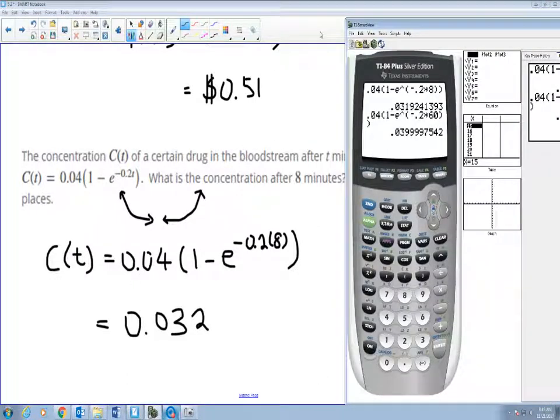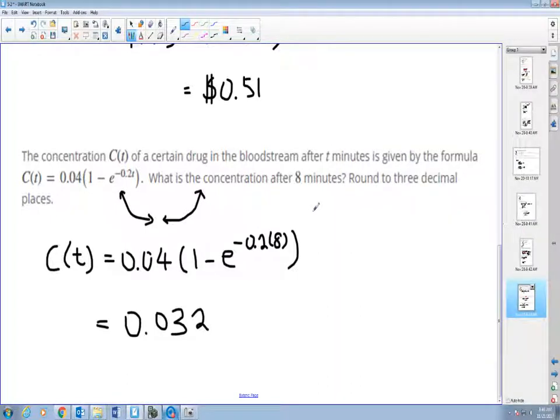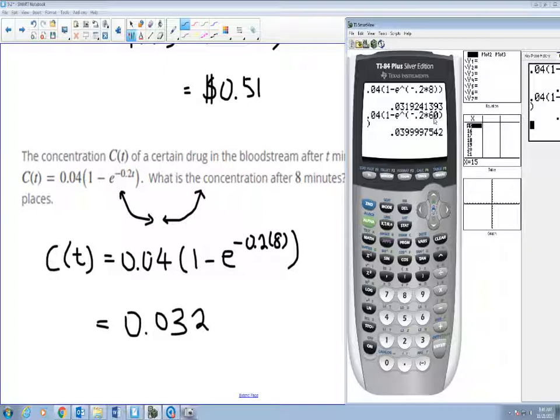So what this problem is trying to say is, when you take the medicine, the medicine's in your belly, but slowly it actually releases into the bloodstream. As time goes on, more of the medicine actually goes into the bloodstream. That's the reason why, just out of curiosity, when I increase the time, I almost get 0.04, which is what my initial amount started with. Interesting problem.